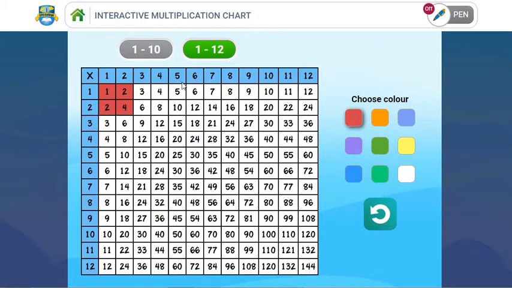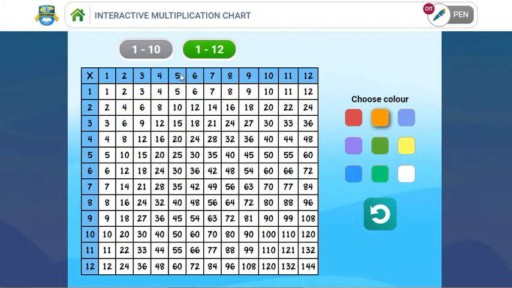Another square number could be the square of 5. So if we go 5 squared, 5 by 5, 5 fives is 25. So 25 is a square number. It's derived by multiplying a whole number by itself. 5 multiplied by 5 is 25. So 25 is a square number.